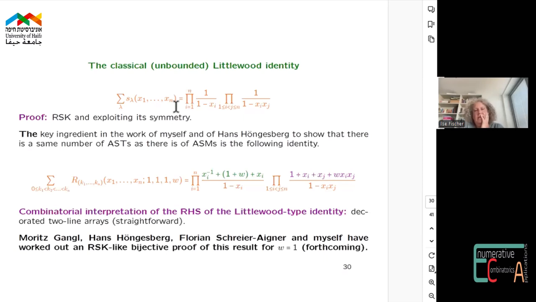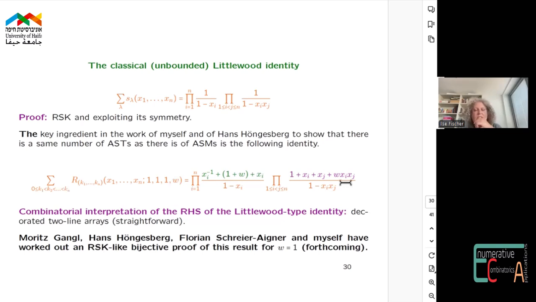And then in work of myself and also of Hans Höngesberg, we noticed that a certain identity which looks very much like this is actually the key ingredient. It looks as follows. We sum all these Robbins polynomials for this special choice of parameters, and then we also get a very nice product. It includes the right-hand side of the classical Littlewood identity, but there are some numerators as well. And of course, this is exciting in a sense.